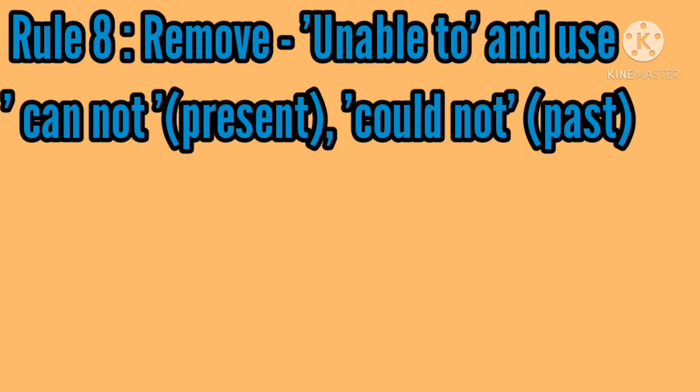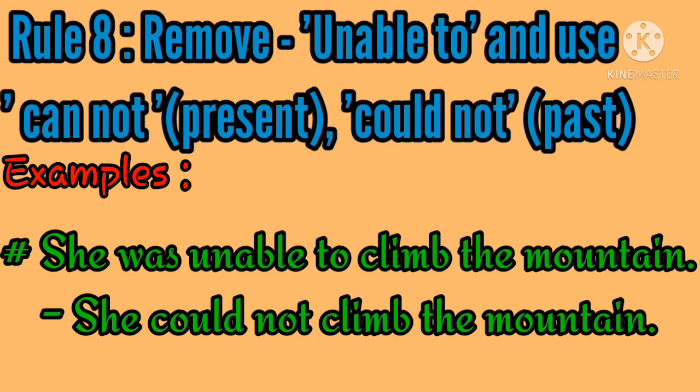Next rule, rule number 8, remove unable to and use cannot in present and could not in past. Look at example. She was unable to climb the mountain. The answer will be keep the subject for she. After that, the sentence belongs to past, so we have to put here could not after subject. Then remove was unable to and keep the remaining sentence climb the mountain. So sentence becomes she could not climb the mountain.